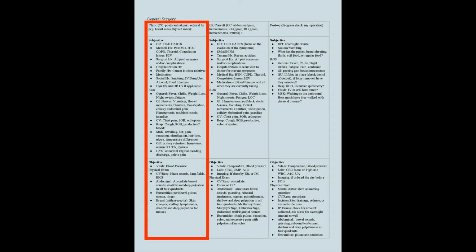For your objectives, you want to always check for their vitals, especially if it's for a pre-op checkup. You want to look for their blood pressure and good stuff like that, something that might not let them go to surgery as soon as they wanted.